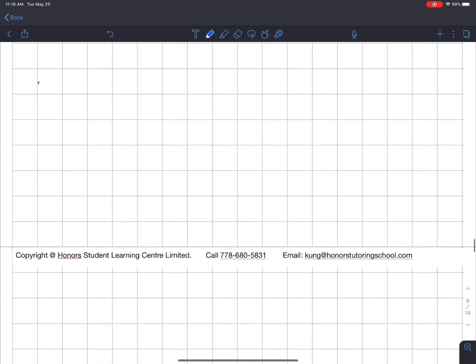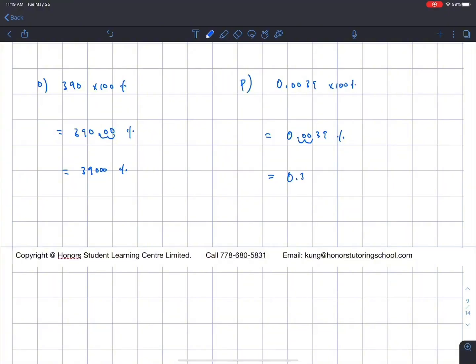And then O, 390 times 100%. This is 390.00. Move the decimal point 2 to the right. And we get 39,000%. Finally, P, 0.0039 times 100%. We can move the decimal point 2 to the right. And we get 0.39%. Okay, that's it for question 5. I'll see you in question 6.